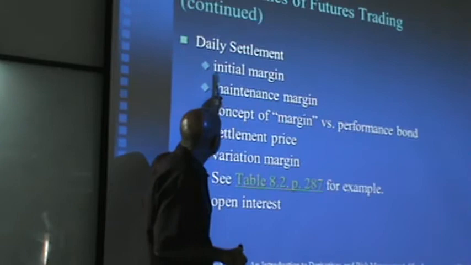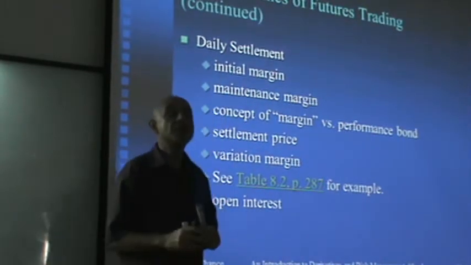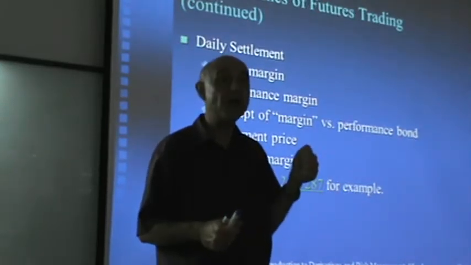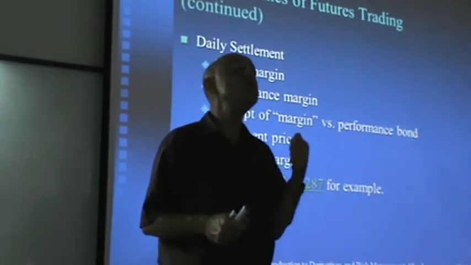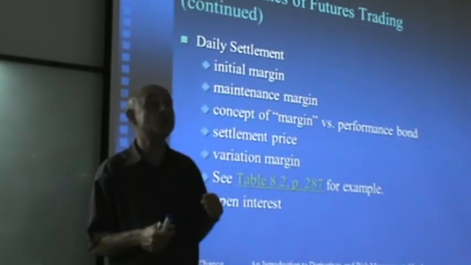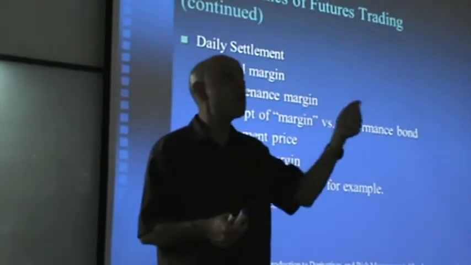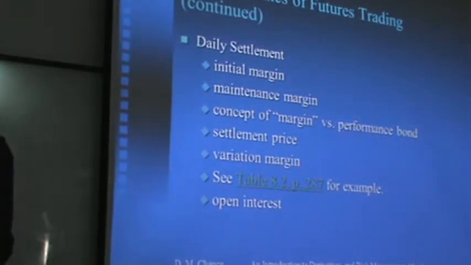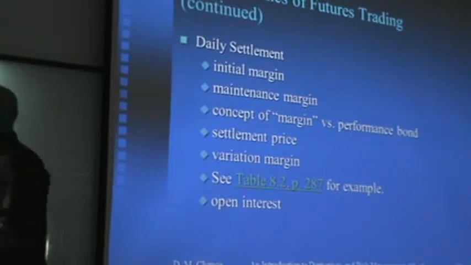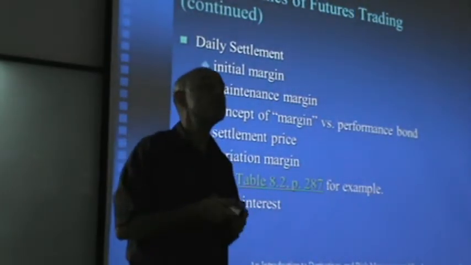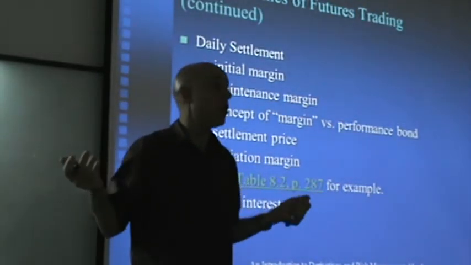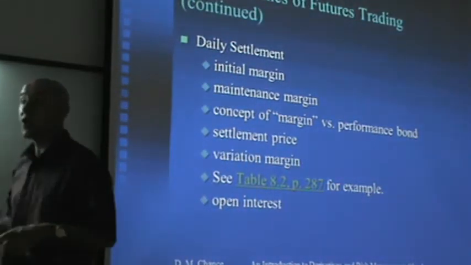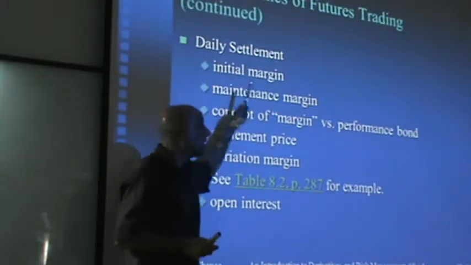So, you have initial margin. Initial margin is the amount of money that you need to have in your account in order to initiate the position, in order to have an open long or an open short. And I'm just going to pick some numbers, may not be quite correct. For gold, you need to have $5,000 in your account for the full gold contract. Okay? So, that's the minimum requirement. We call it the initial margin.